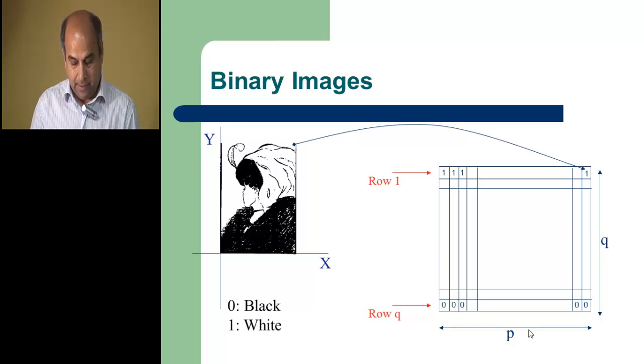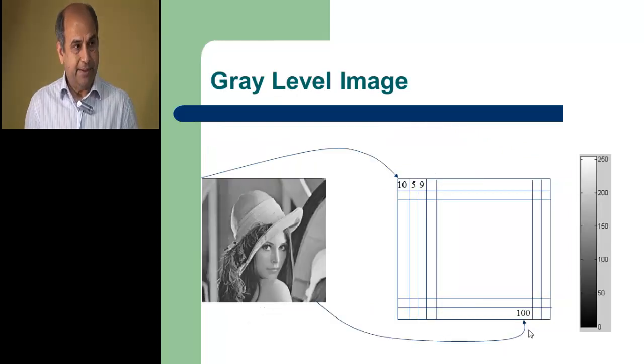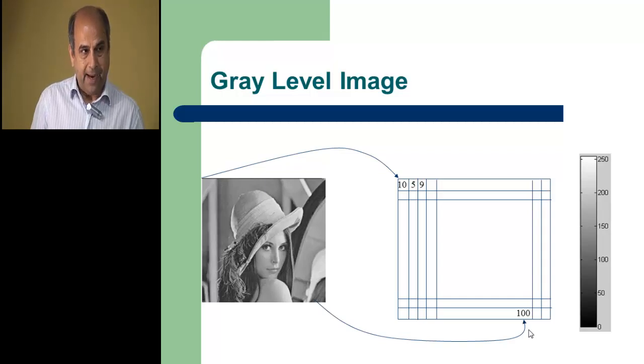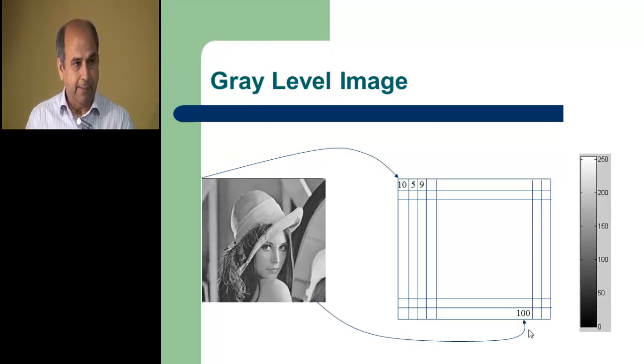It's a binary image. Then we have a gray level image, so exactly the same thing, but now we will have numbers from 0 to 255. So 0 is black, 255 is white, and any number between them will be gray. And that's what's shown on the right side here, that this is completely black and this is white, and you have whole shades of gray.